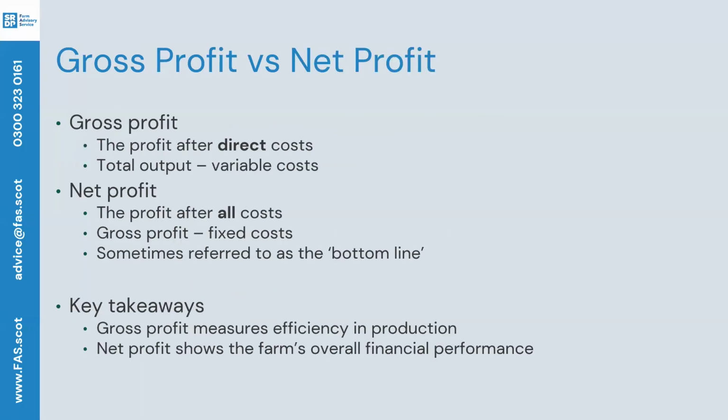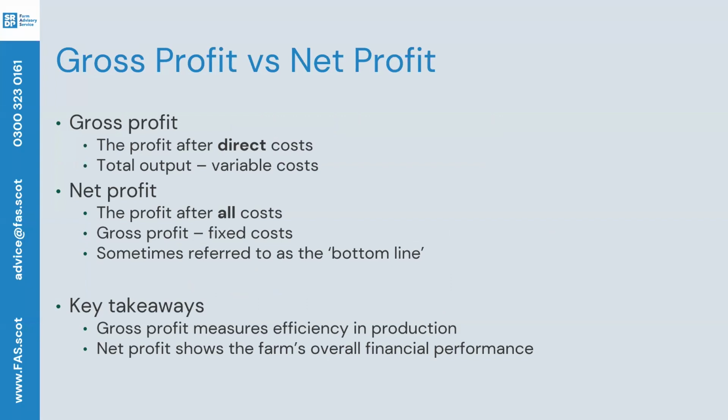So it's just worth bearing in mind that there are differences between your gross profit and your net profit. So your gross profit is a bit further up. So we've got your actual output less the direct costs that are associated with producing those outputs. That gives you your gross profit. Your net profit is then your profit after all other costs have been removed.